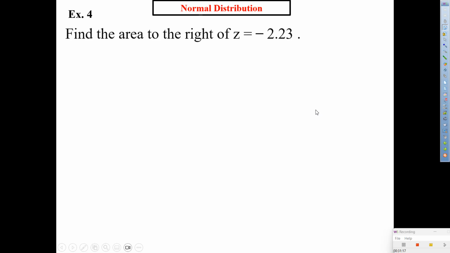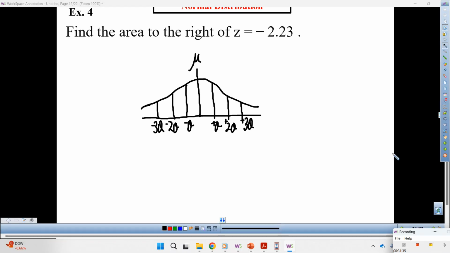Example number 4. You should be able to do this one by yourself. Find the area to the right of Z equals negative 2.23. I'll give you guys some time. Copy and go. All right, let's see. Walk us through this one. Santi, what do I do first?